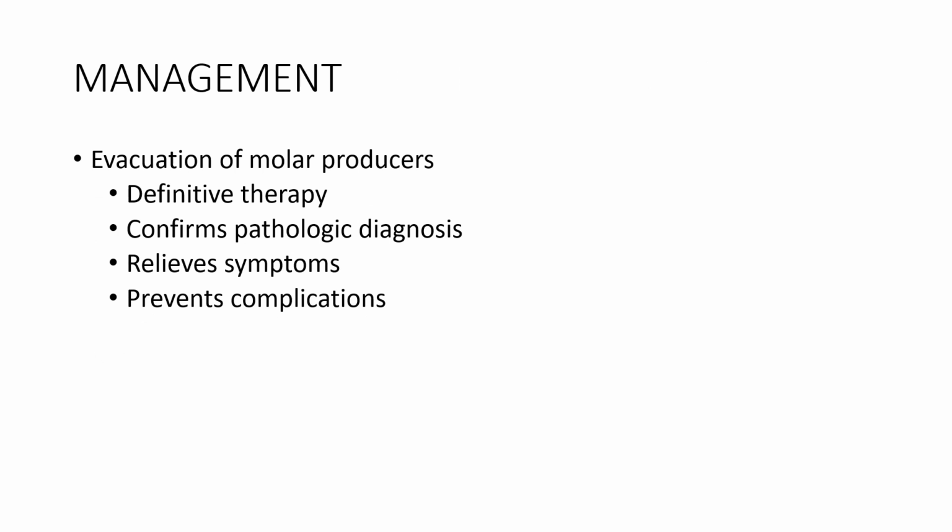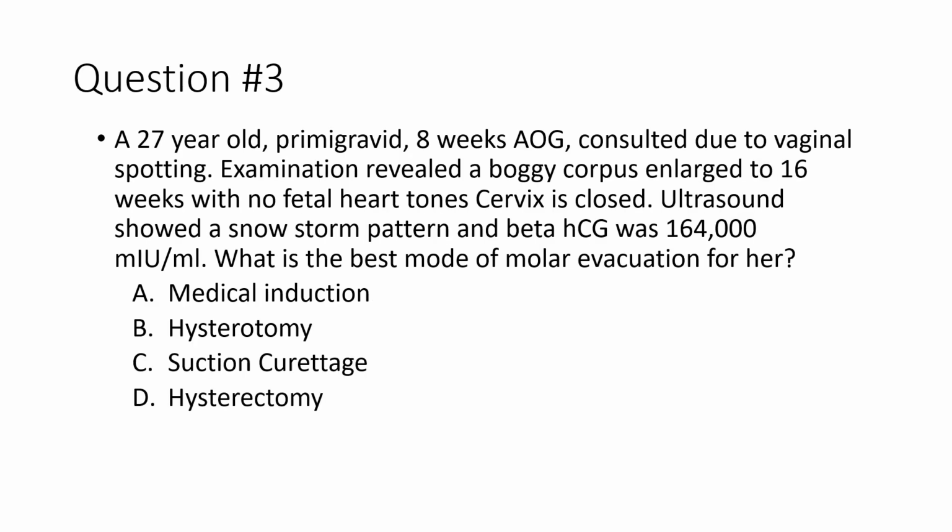Management would be to evacuate molar products. That would be your definitive therapy, to confirm pathologic diagnosis, to make sure it doesn't progress to GTN, to relieve symptoms, and to prevent complications. So a 27-year-old primigravid, 8 weeks age of gestation, consulted due to vaginal spotting. Examination revealed a boggy corpus enlarged to 16 weeks with no fetal heart tones. Cervix is closed, ultrasound showed a snowstorm pattern, and beta-HCG was 164,000. What is the best mode of molar evacuation for her?